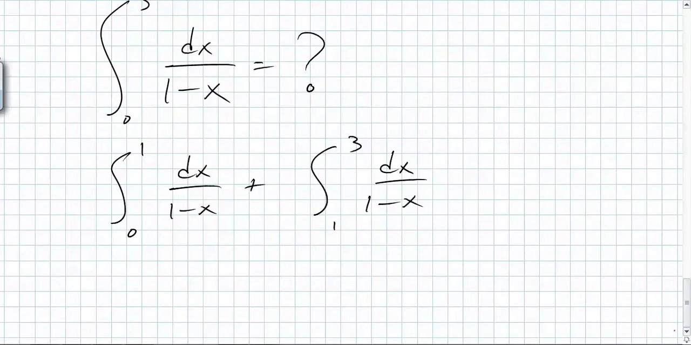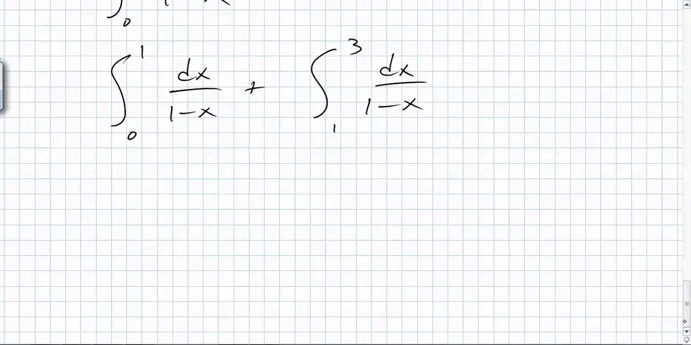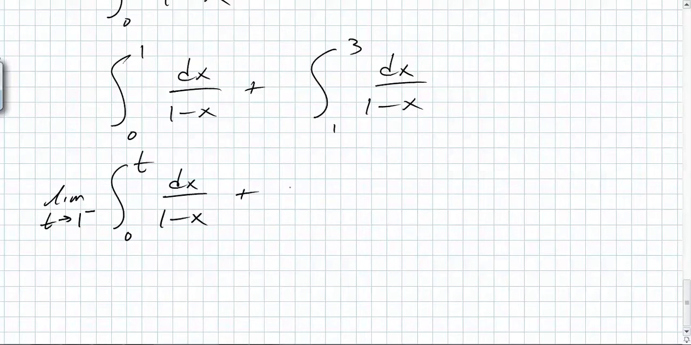Now we still can't really evaluate at 1, right? So what's our tactic been? Instead of evaluating at 1, we take t. So you're doing the limit as t goes to 1 from the left of 0 to t of dx over 1 minus x, plus the limit as t goes to 1 from the right of t to 3 of dx over 1 minus x.